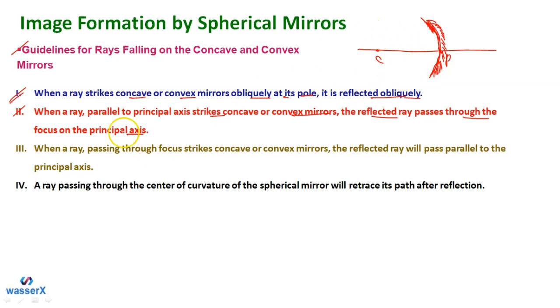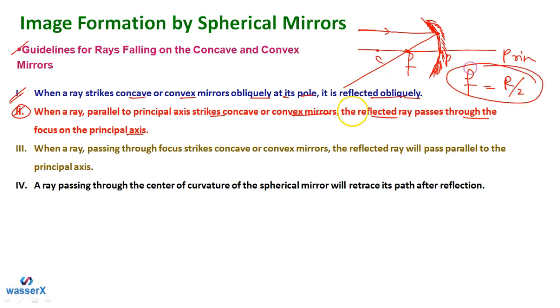So point number 2 says that if rays coming from the object are parallel to the principal axis, so this is the principal axis, then after incidence on the mirror, the ray passes through the focus. So this is the focus. The point through which it passes is called the focus, and generally the focus is half of the radius of curvature. We will study these things in the numerical section. I hope this point is clear to you all.